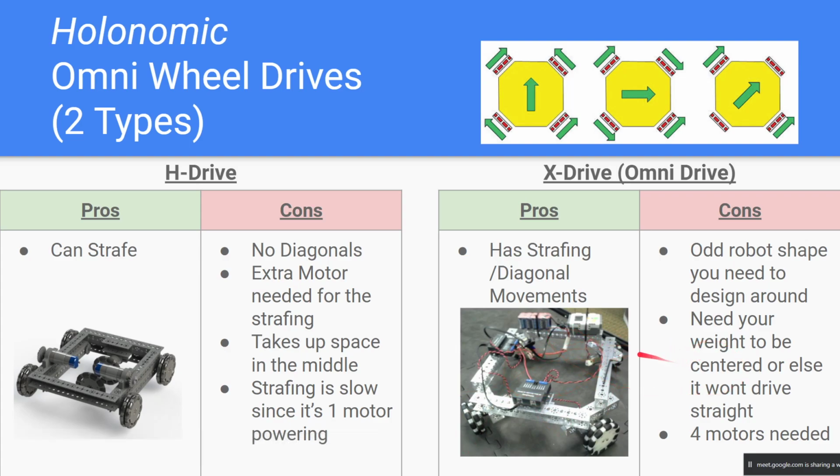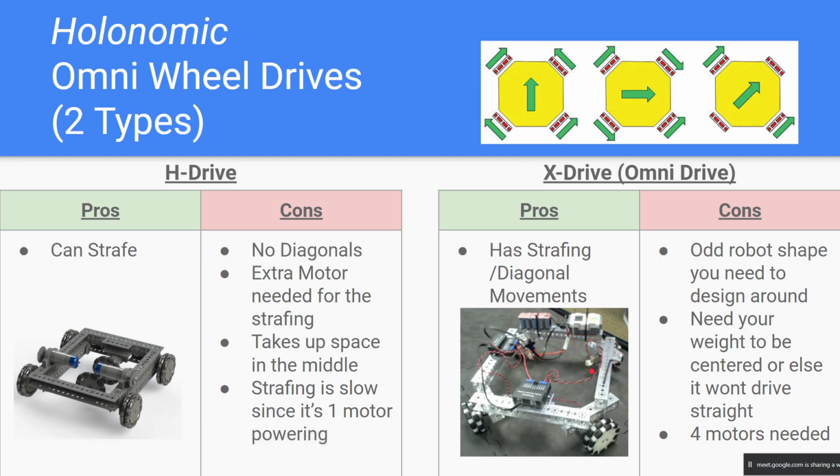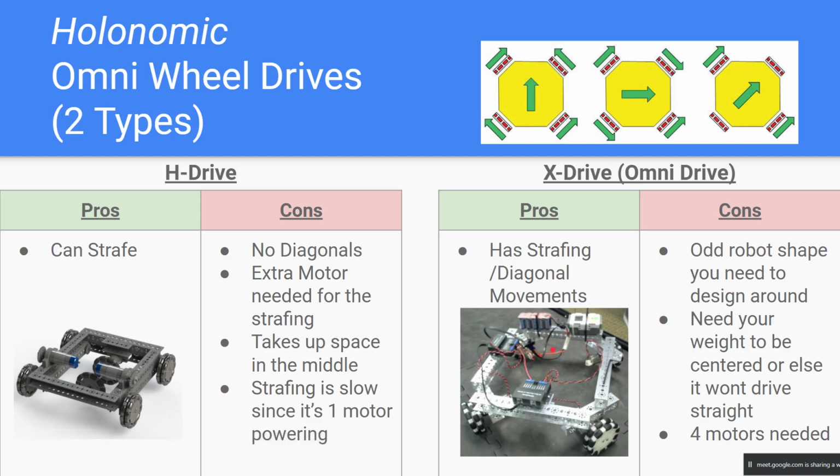Your weight has to be as centered as possible, or else if your weight is too much on the left, then you're going to start drifting to the left. So yeah, you have to keep that in mind. You need your weight to be as centered as possible with this robot, or else your driving is going to be out of whack, and you don't want that. You want to be able to drive straight when you want to drive straight.